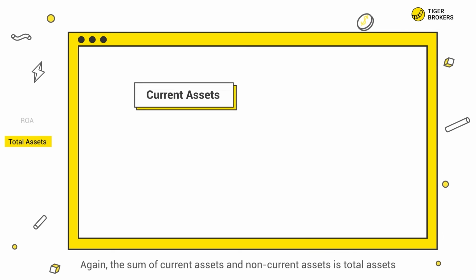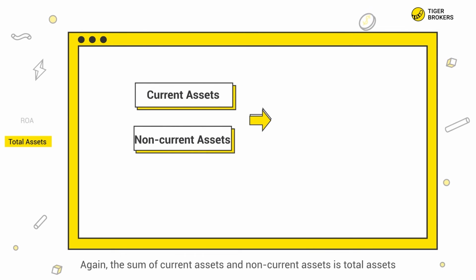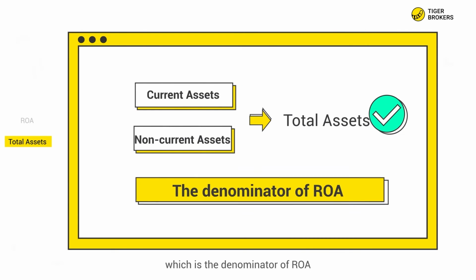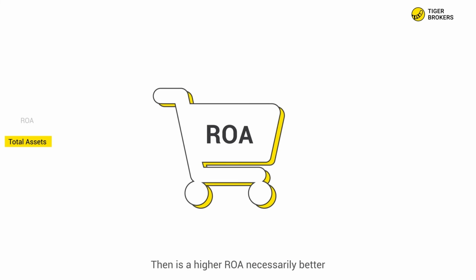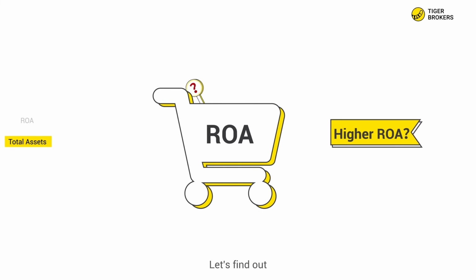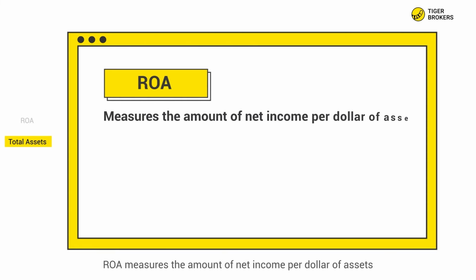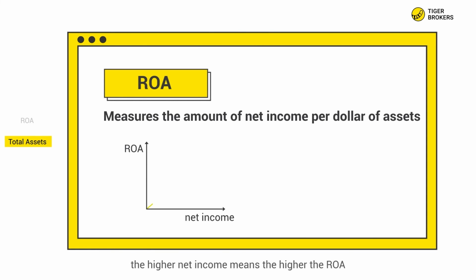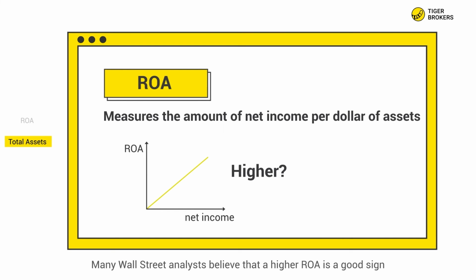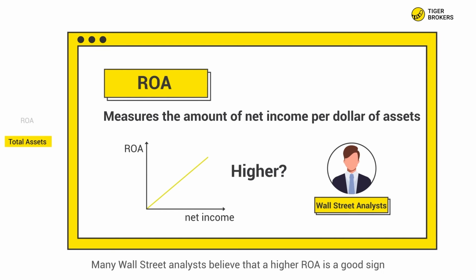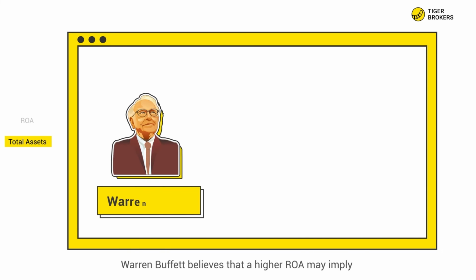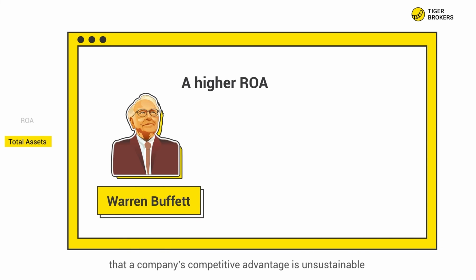Again, the sum of current assets and non-current assets is total assets, which is the denominator of ROA. Then, is a higher ROA necessarily better? Let's find out. ROA measures the amount of net income per dollar of assets. According to the formula, the higher the net income, the higher the ROA. Many Wall Street analysts believe that a higher ROA is a good sign. Well, I beg to differ. Warren Buffett believes that a higher ROA may imply that a company's competitive advantage is unsustainable.